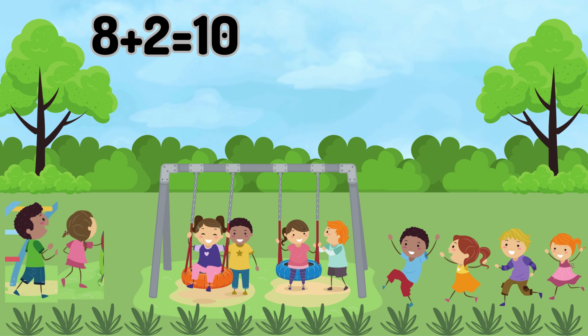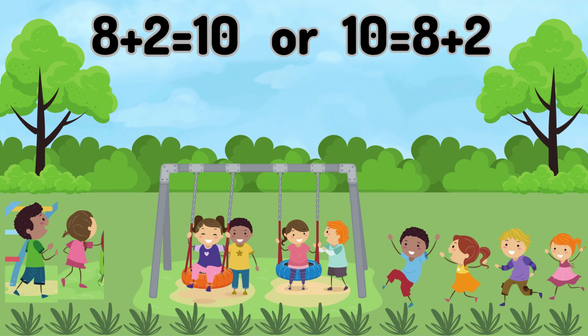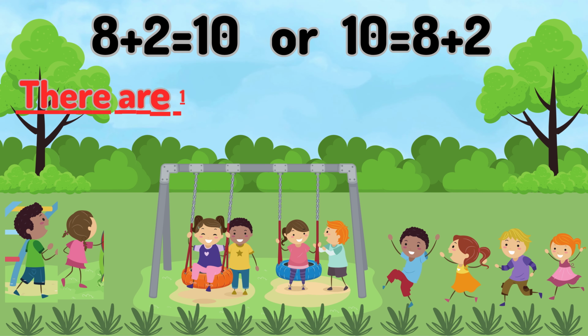8 plus 2 equals 10. Or 10 equals 8 plus 2. There are 10 students at the swings.